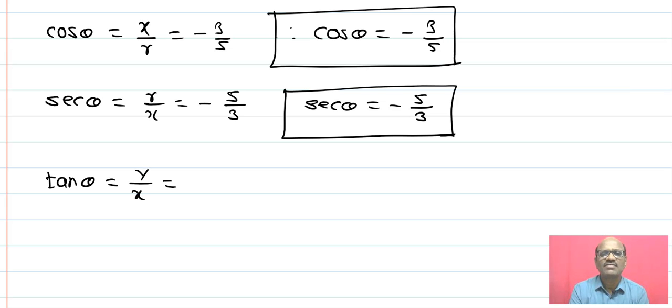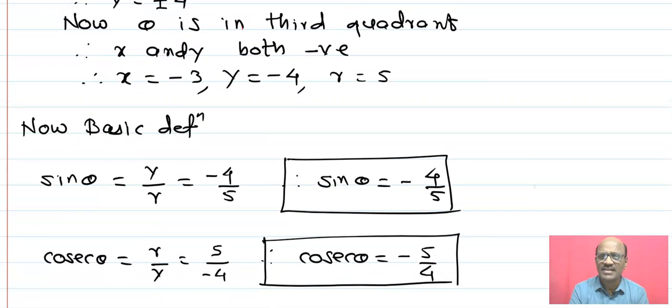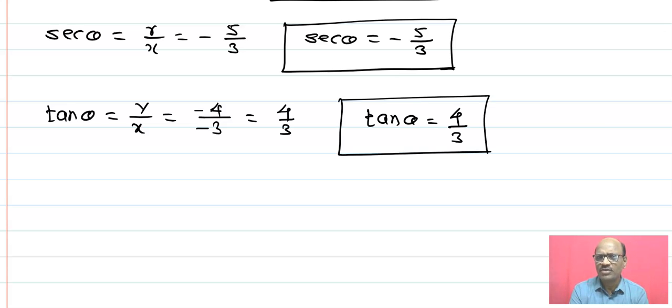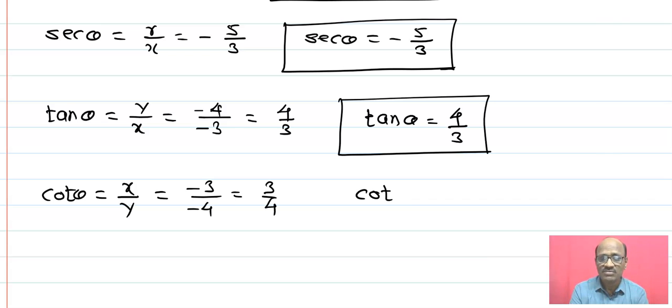Tan theta is y upon x. Here tan theta comes out positive, and the quadrant is third also. Now see this: minus 4 upon minus 3 becomes plus. Therefore, we do not need to assign the plus sign again. It comes directly, because we have already decided that in the third quadrant, x is negative and y is negative. Therefore, we do not need to decide here. Your answer comes directly.